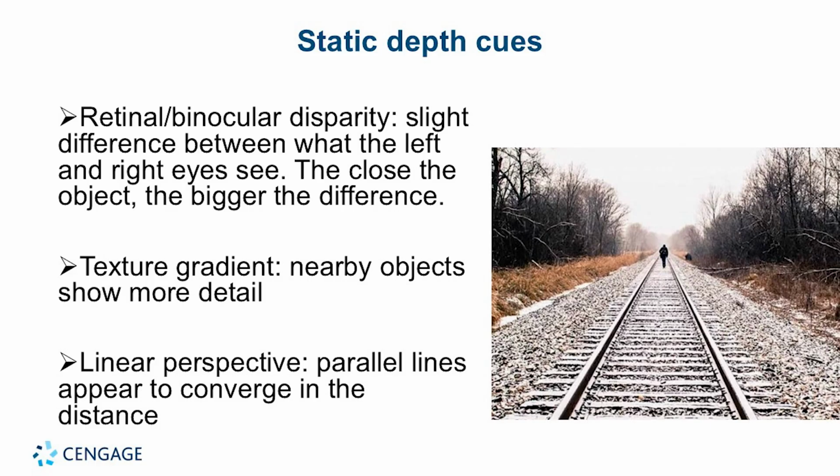And then finally, linear perspective is another very useful tool that the brain uses. So if you have any kinds of parallel lines, they'll appear to converge in the distance, whereas closer to you, they'll appear to be further apart. And once again, the brain will use this information in order to judge depth and distance.